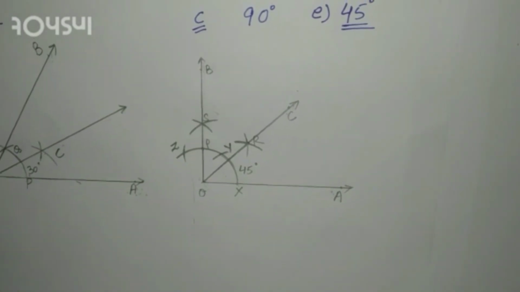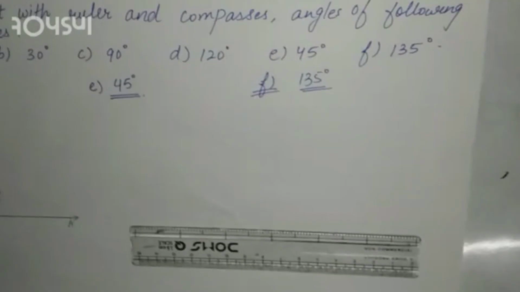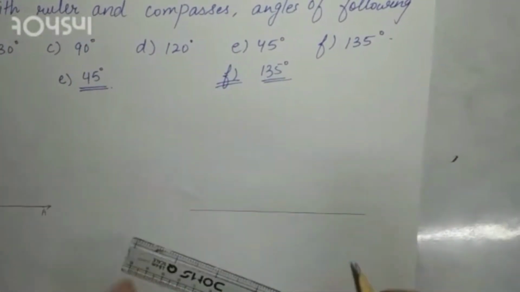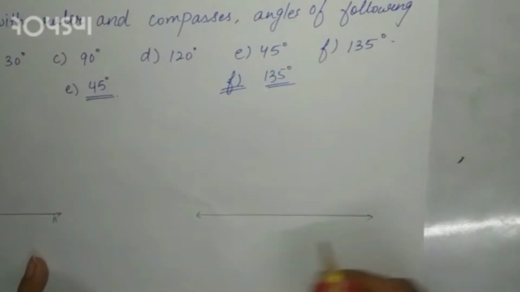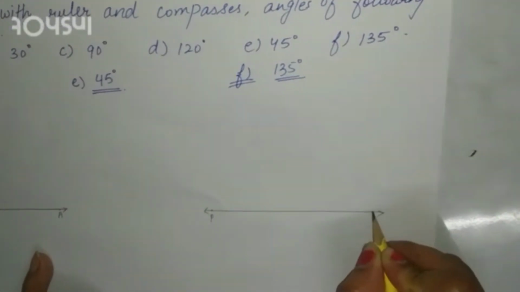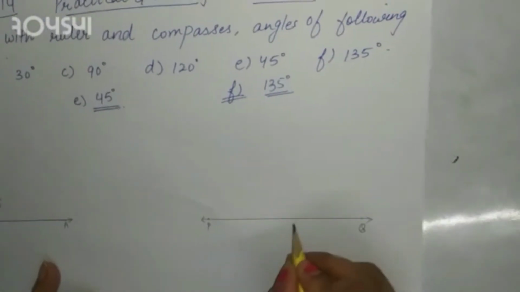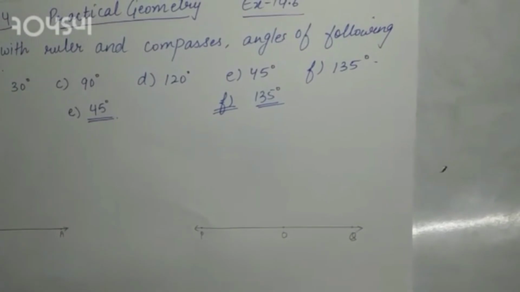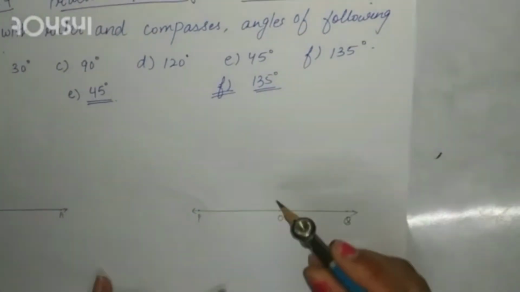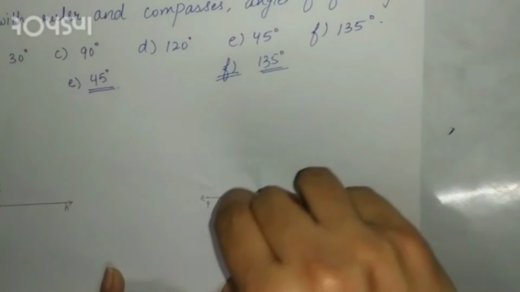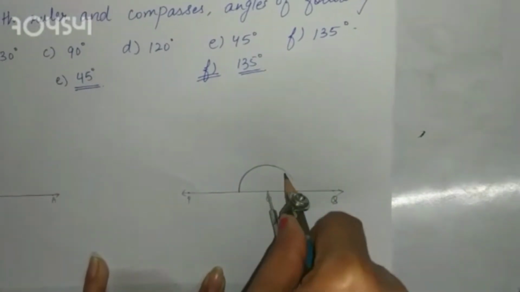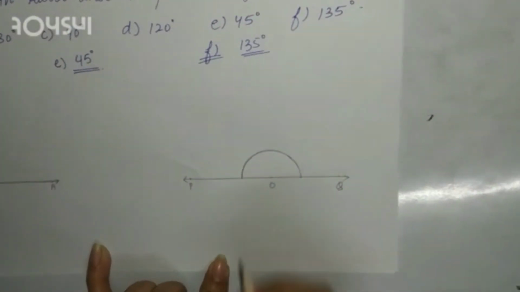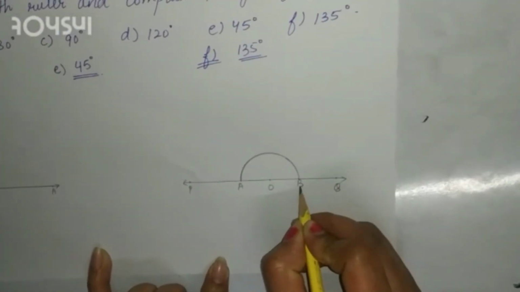In F part, you have to make an angle of measure 135 degree. So first of all, draw a line and name it as P and Q. Draw a line PQ and take a point O on it. Fine. Now taking O as center and convenient radius, mark an arc which intersects the line PQ at two points A and B.